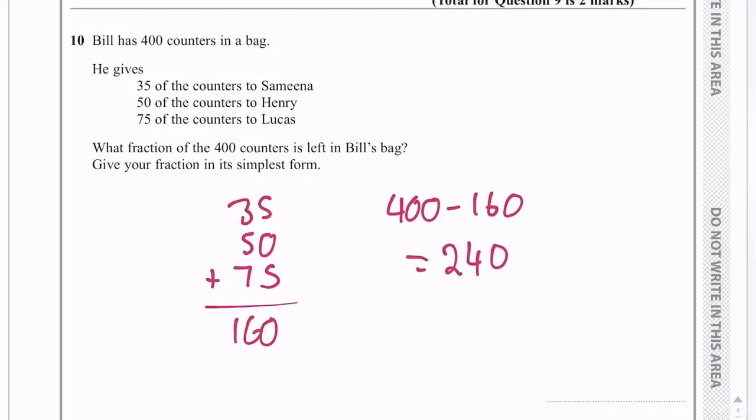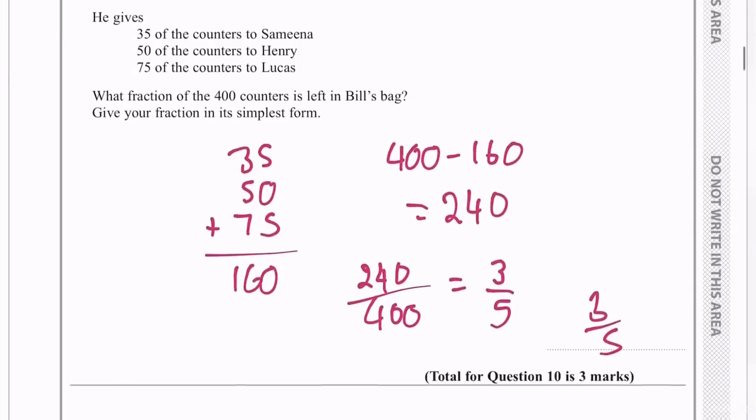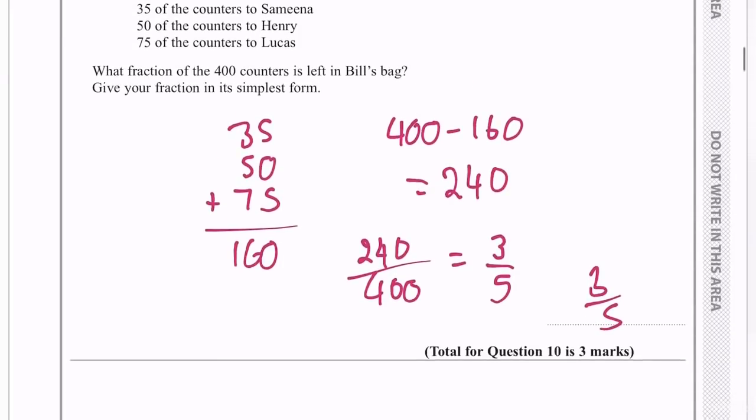It says what fraction of the 400 counters are left in its simplest form. So 240 out of 400 are left as a fraction, and then to simplify that we could just type it into the calculator. Let's have a look at what that comes out as. 240 divided by 400 gives us 3/5. There you go, so 3/5 is our final answer. Again, you could actually divide that down. The top and bottom both divide by 80, or you could keep dividing by 10 and 2 and simplifying it down, but 3/5 just straight on the calculator there, just typing it in.